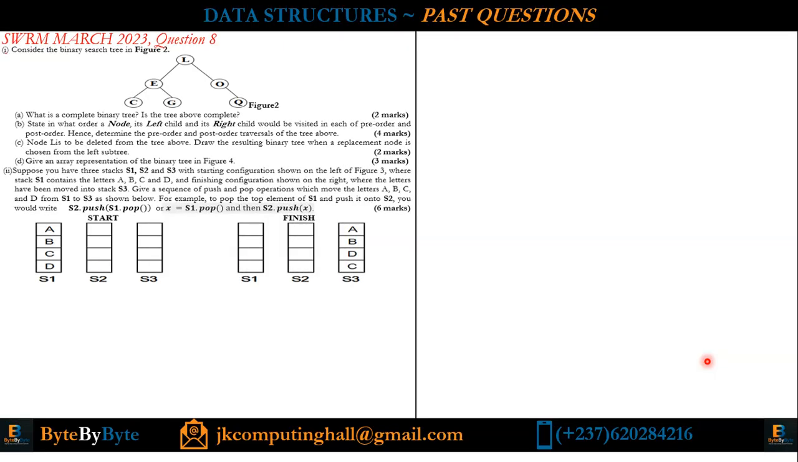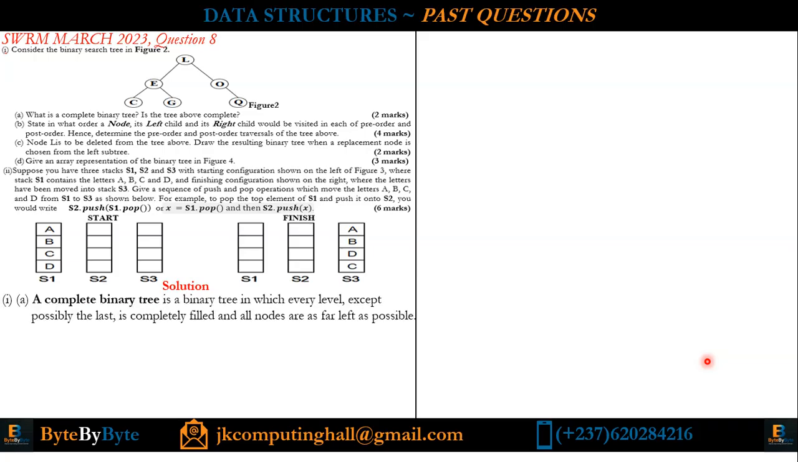The Southwest Regional Mock 2023 question 8. Another full question. Consider the binary tree in figure 2. What is a complete binary tree? Is the tree above complete? We know that a complete binary tree is a binary tree in which each level, except possibly the last, is completely filled and all nodes are as left as possible, as you can see.